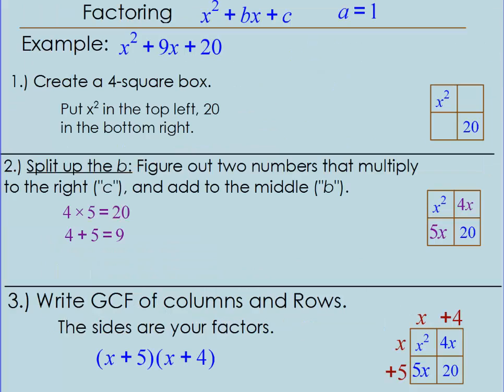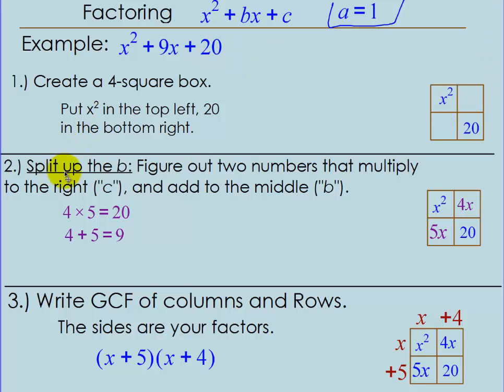All right. So how does my way work? So what if I want to factor x squared plus bx plus c? So basically a equals 1. So this is a case where a equals 1, just x squared by itself. In this example, what I would like to do is create a 4-square box. So just an empty box with 4 squares, so it looks originally like this. Just a box with 4 squares. And you're going to put that x squared, that left term, on the top left corner, and the right term 20 on the bottom right corner.